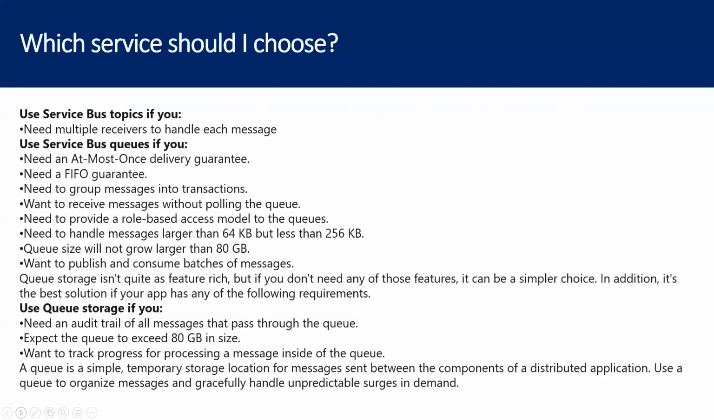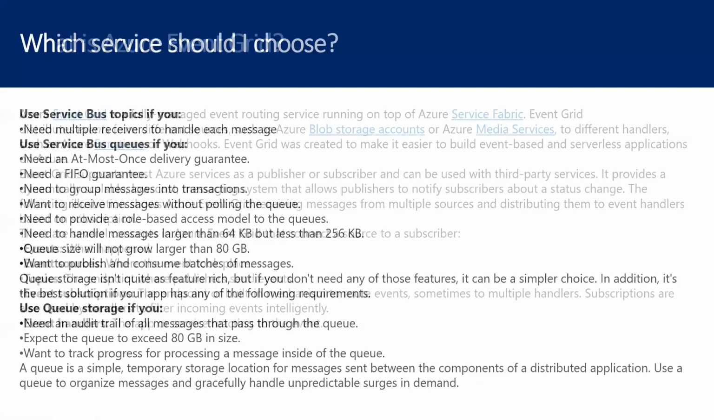Also, with this Service Bus queue, you can see the queue size growing larger than 80 GB, and it also can have a role-based access model, and handle messages larger than 64 KB. And these are the differences between the topics and queues.